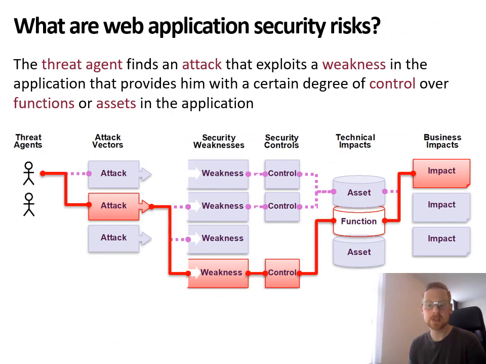And these vulnerabilities in web applications lead to security risks. A threat agent is an attacker that finds an attack vector to exploit a weakness in the application. This provides him with a certain degree of control over functions or assets in the application. A weakness could be a vulnerability, a known software vulnerability, or a programming error in the web application. This control may allow them to access databases, insert new information into the website, and so on.